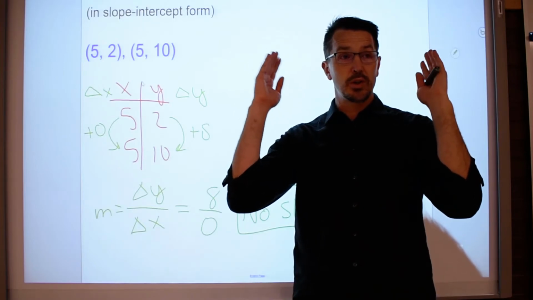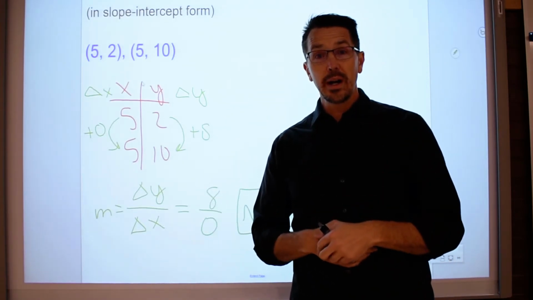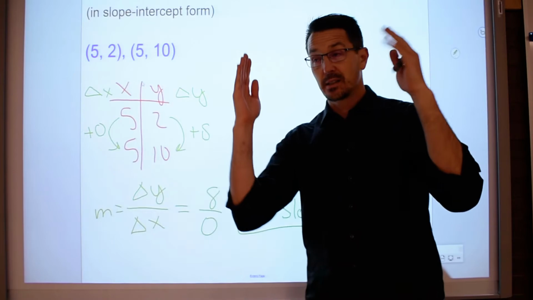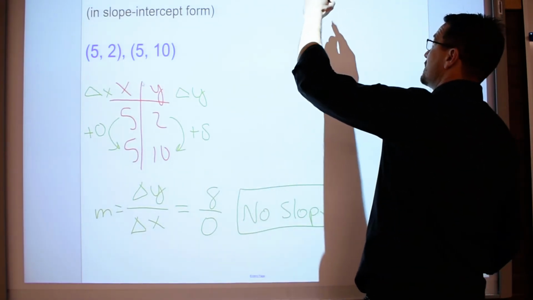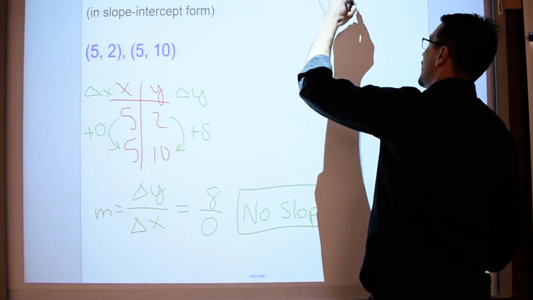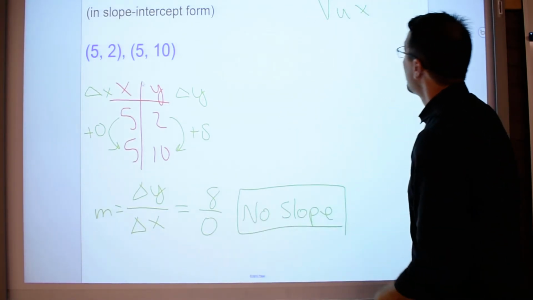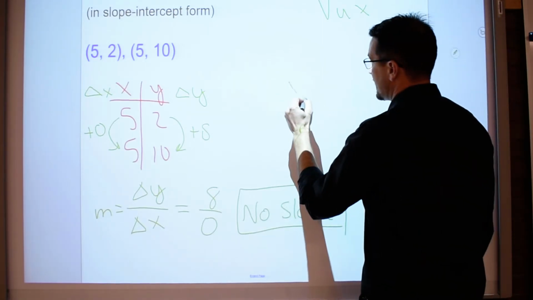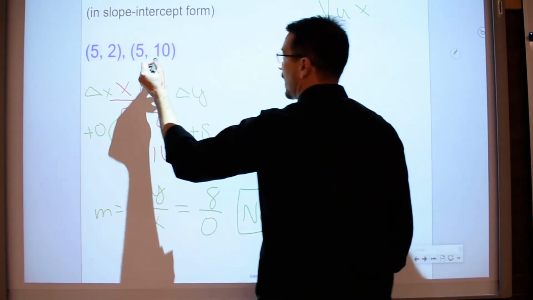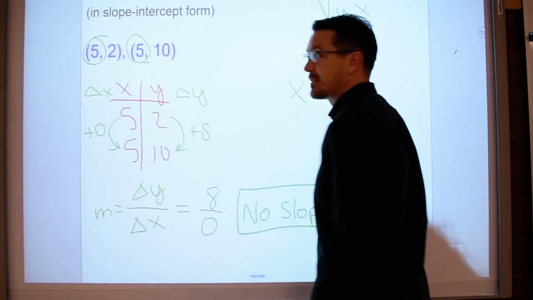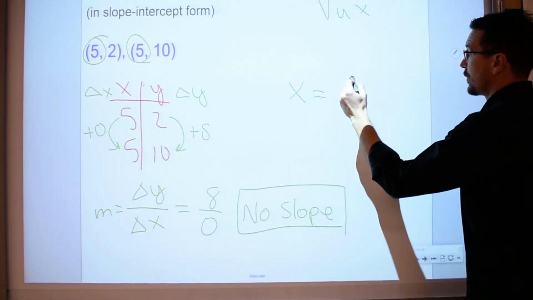Well, a no slope is one of those special cases. Is it a Hoy or a Vux? It's a Vux, right? And so Vux means V-U-X. V is for vertical. U is for undefined or no slope. And X means x equals. And what does x equal? Well, we look at our problem and I see that both of my x's are 5s. That means that x equals 5.